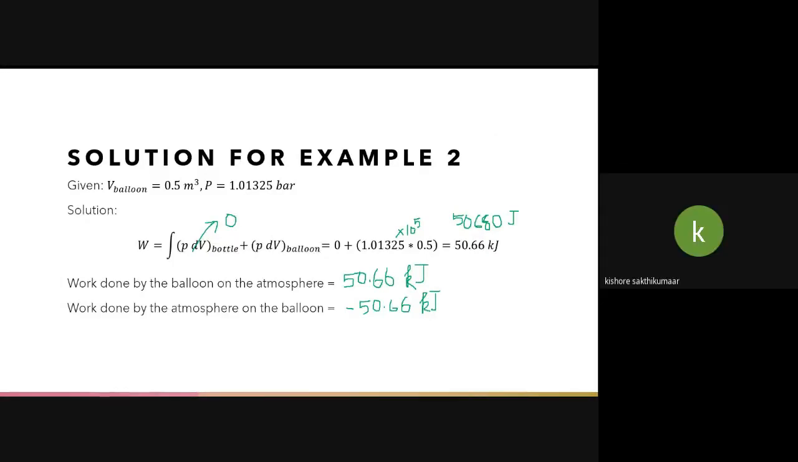Sir, if the work done by the balloon and atmosphere on each other is 50.66 and minus 50.66, then the net will be zero now. Then how come there's a volume change in the balloon?